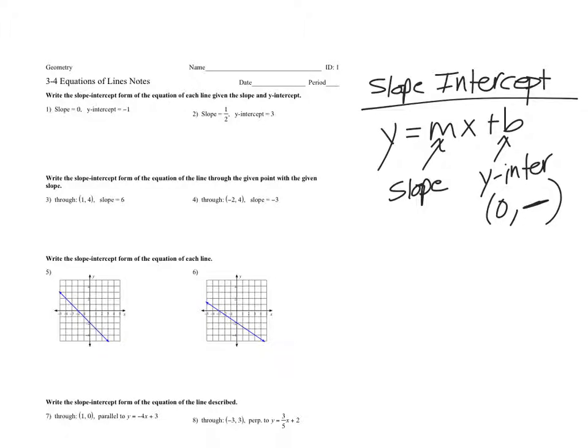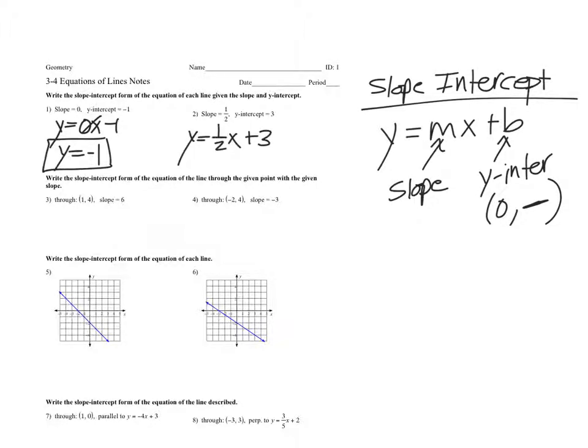So this first one, if you did it, it would be y equals 0x minus 1. But what's 0 times anything? 0, okay? So this ends up being y equals -1, which is why we said that's a horizontal line, because it has 0 slope. It doesn't go up or down. The next one, y equals 1/2. There's our slope. 1/2 x plus 3, because that's a positive 3 there.